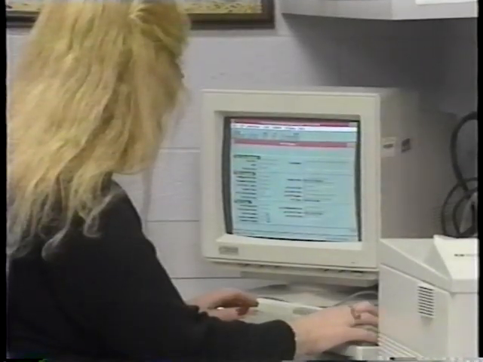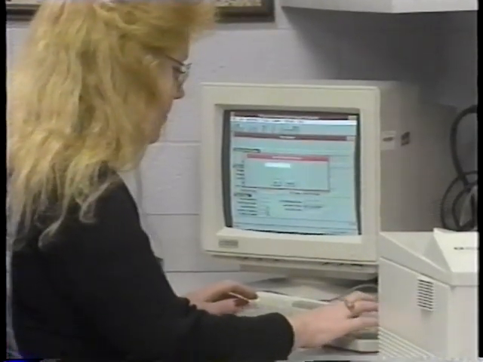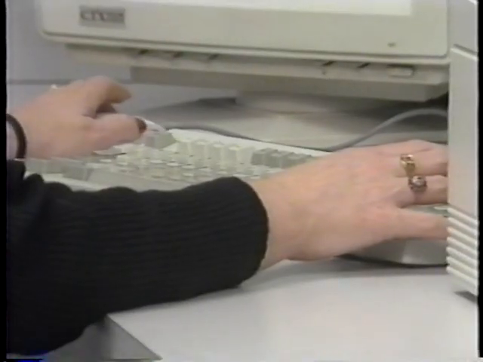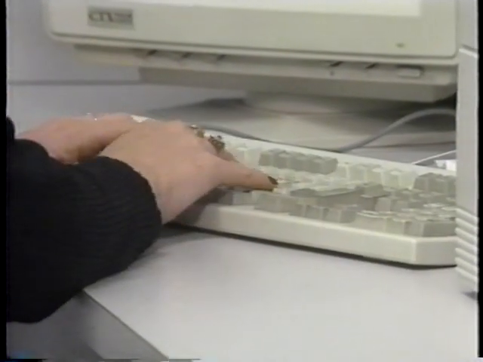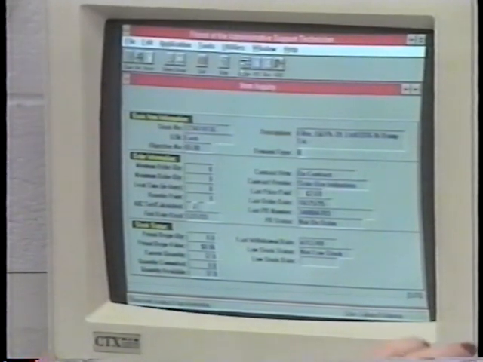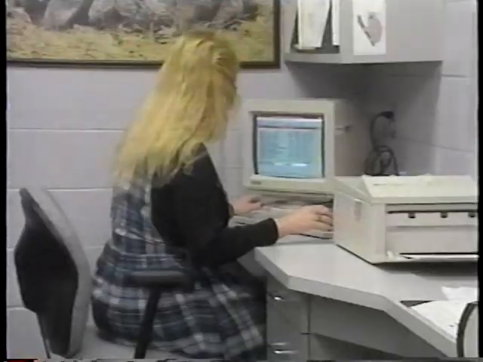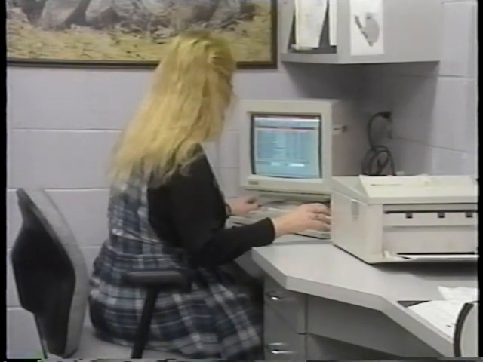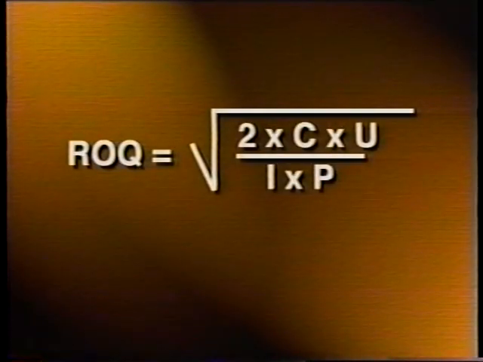The safety stock level is the number of parts that should always be on hand in case of unforeseen circumstances. The level may vary with different classes of parts and rates of usage. The number of parts which should be ordered when the ROP is reached is called the reorder quantity, ROQ. A formula is used to calculate the ROQ.